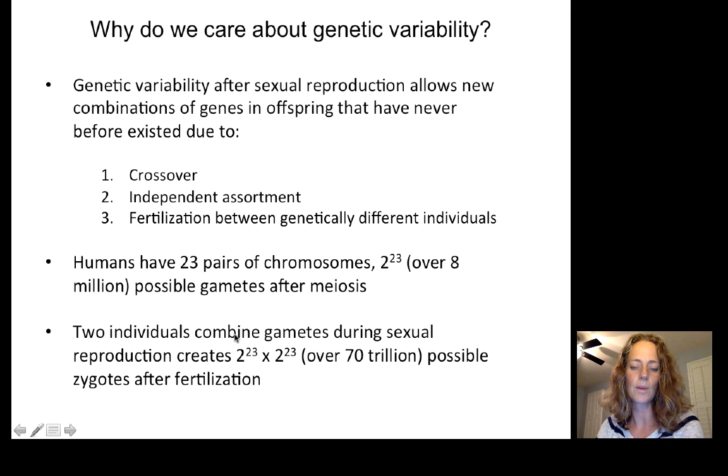Then 2 individuals will combine gametes during sexual reproduction, and that can create 2 to the 23rd times 2 to the 23rd, over 70 trillion possible zygotes after fertilization. So given this math, it's actually amazing that we look like our siblings at all.